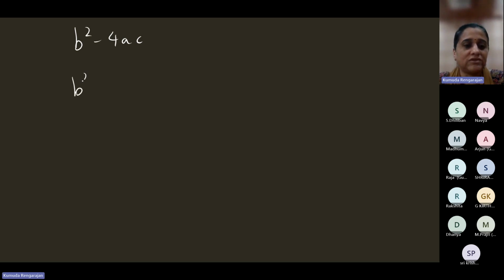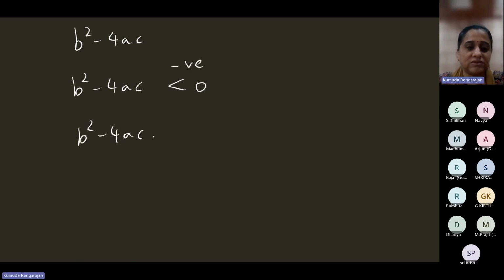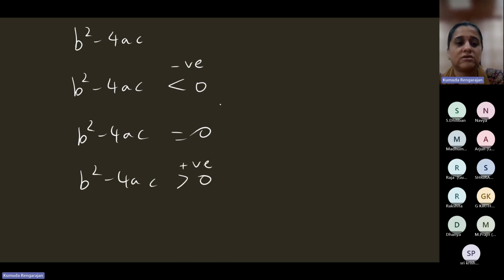If b squared minus 4ac is less than 0, that is, it's negative; b squared minus 4ac is equal to 0; or b squared minus 4ac is greater than 0. These are the three possibilities. So either b squared minus 4ac is negative, positive, or equal to 0. In the negative case, there are imaginary or no real roots.